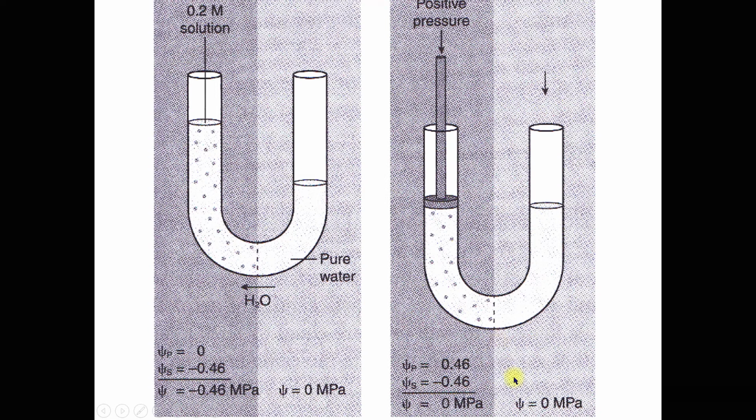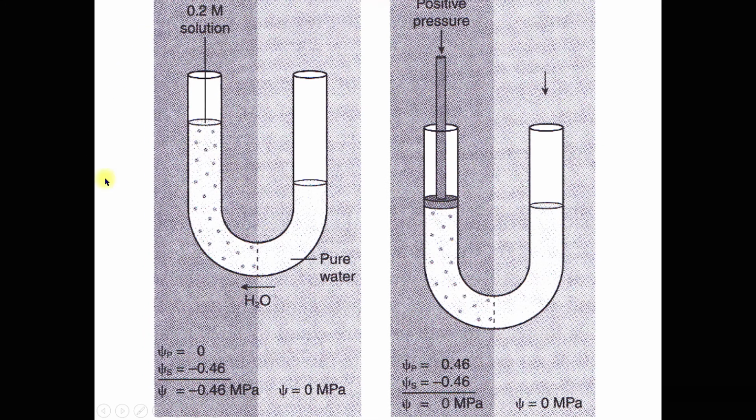Now, I forgot to mention, water potential can be calculated as the total of the pressure potential and the solute potential. The sum of the pressure potential and solute potential will give you the water potential of that solution. Let's say for this example, the right arm has only pure water, so obviously the water potential will be 0 megapascal.